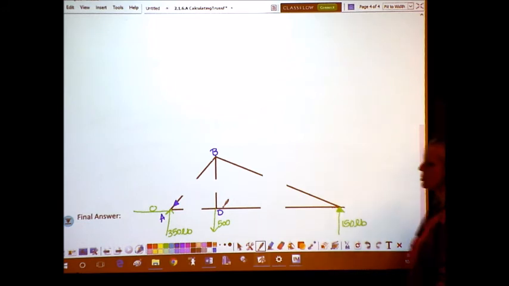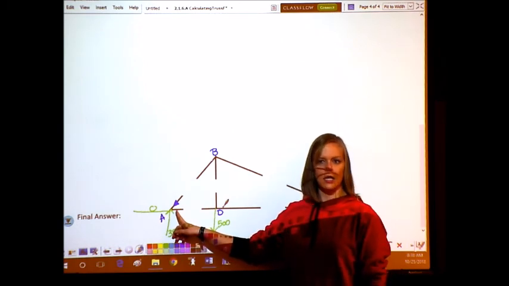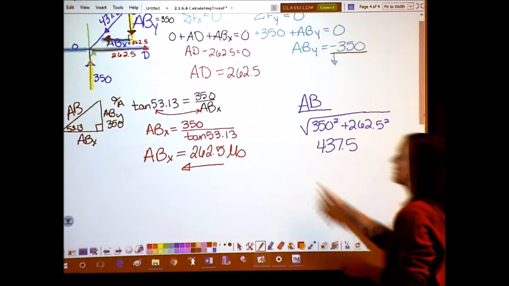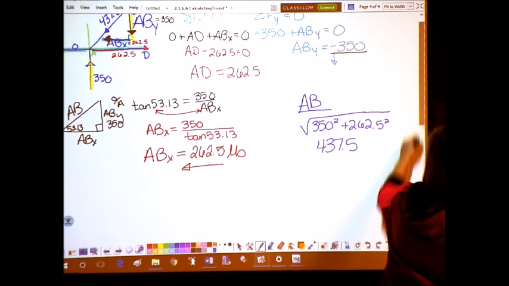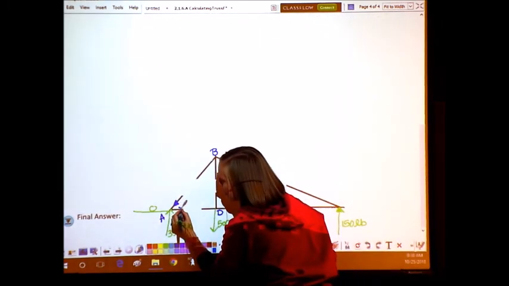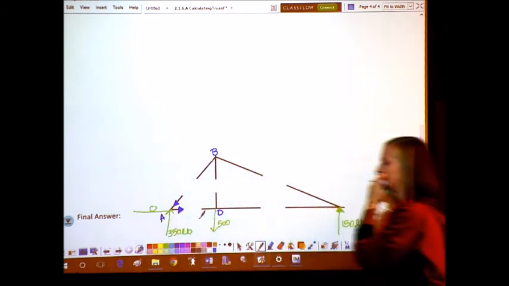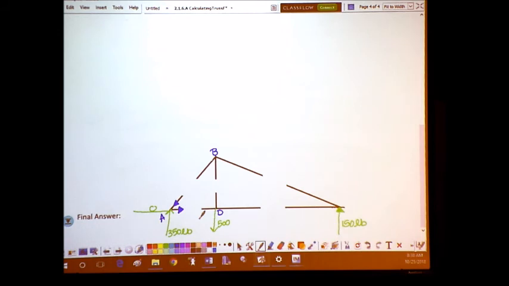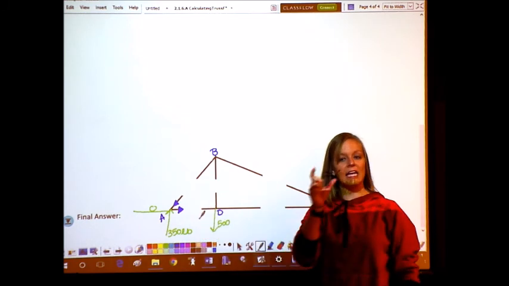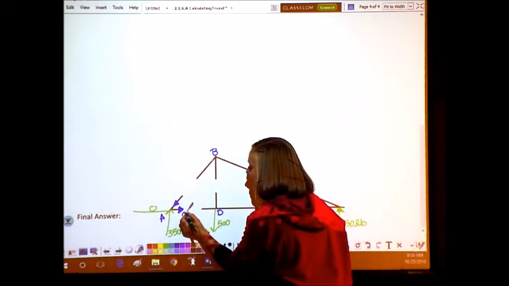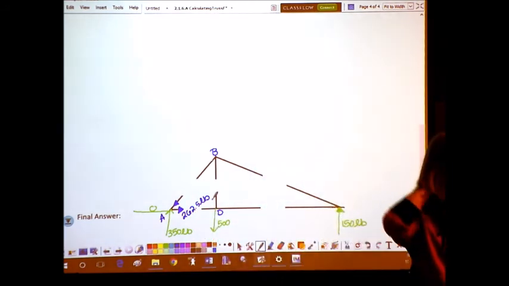What about this little chunk right here? Did it point at B or did it point at A? I think it pointed at D. So AD, that little itty bitty chunk, that zoomed in version right here, pointed this way, at D. Not only that, we figured out that this little missing part, AD, was 262.5 pounds. We're going to keep these in for significance.